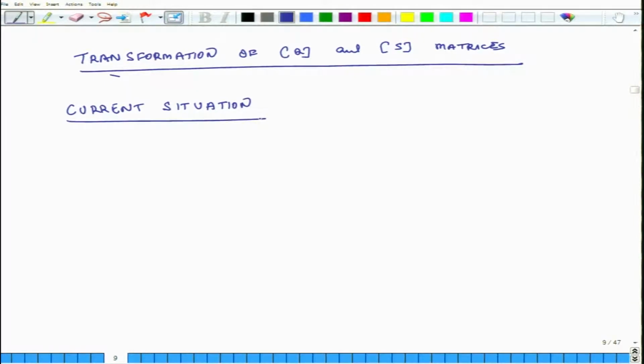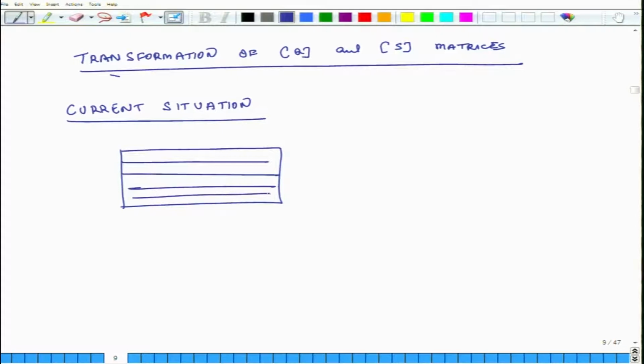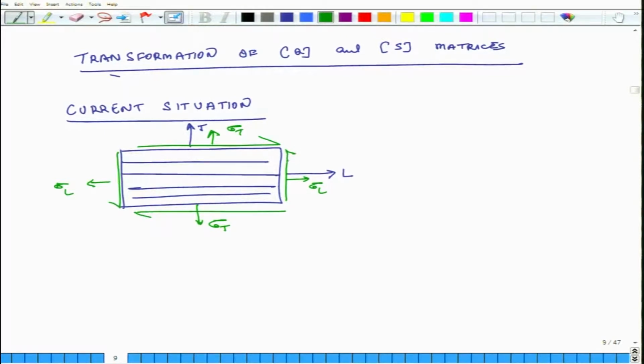In whatever we have learned so far, if I have a lamina, and let us say this lamina is unidirectional and this is my L direction, this is my T direction, and let us say I have a sigma L on it, I also have a transverse stress sigma T, and I also have some shear stress. So, this is tau LT.